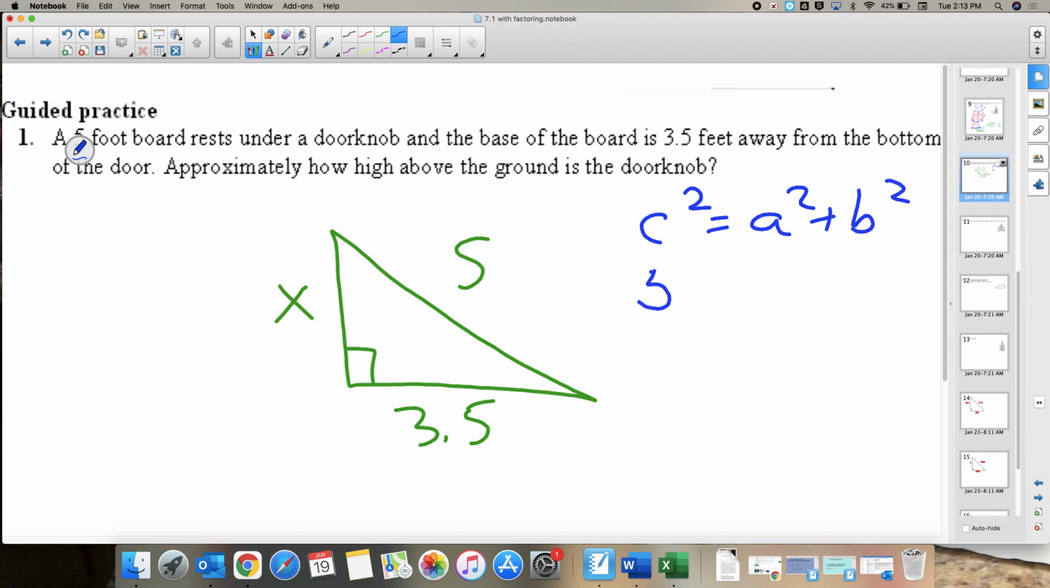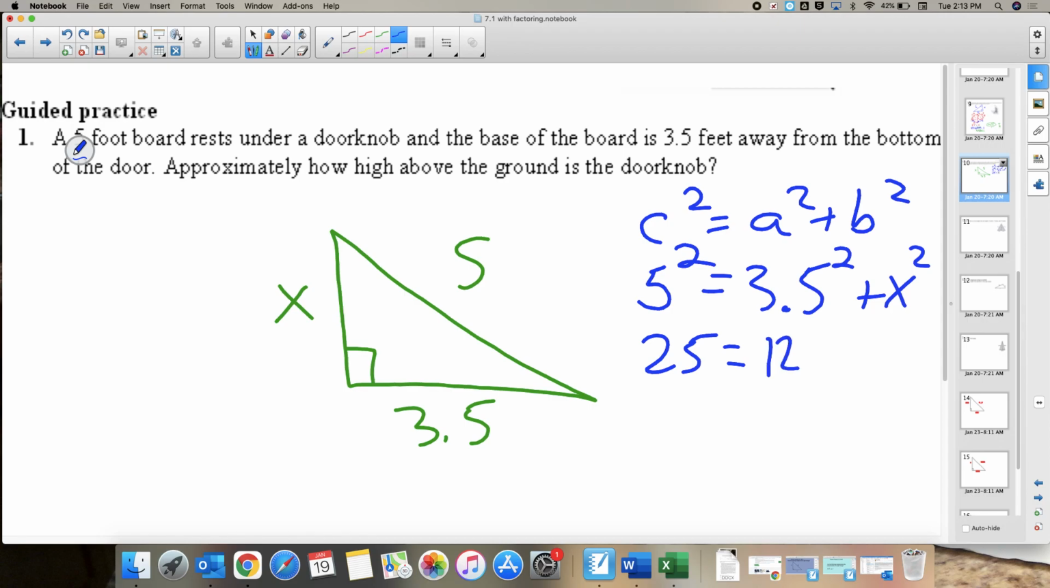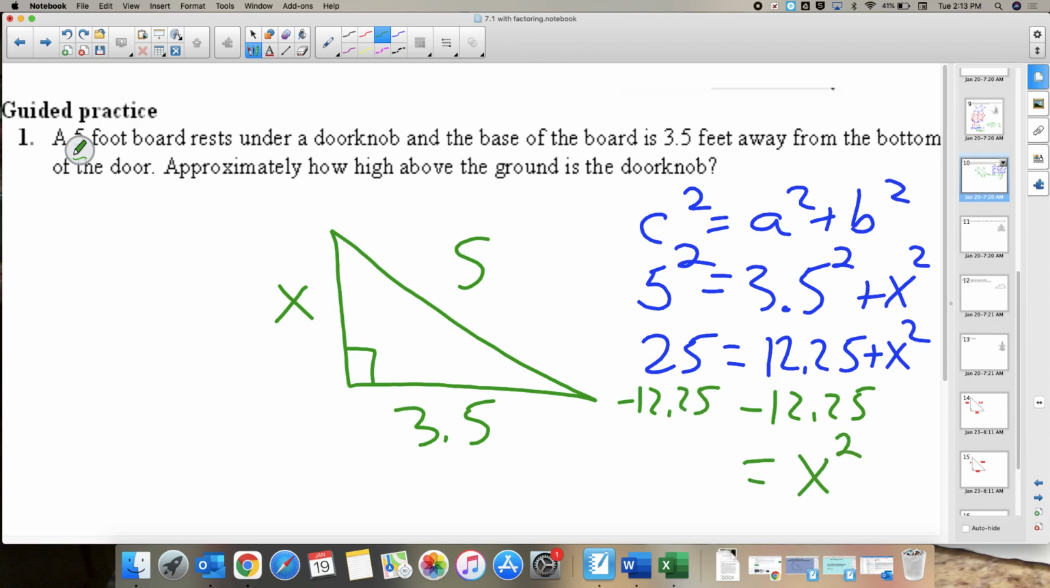C here in this case is 5. The a and b are interchangeable. This time I'll do 3.5 squared plus x squared. 5 squared is 25. 3.5 squared gives us 12.25. So now we'll subtract it over. We get x squared on the right. We get 12.75 on the left.